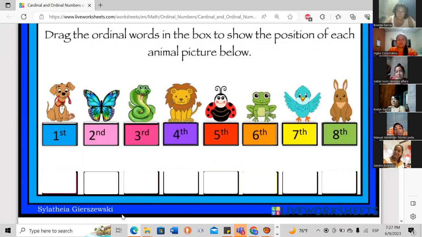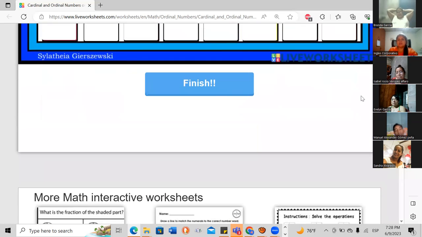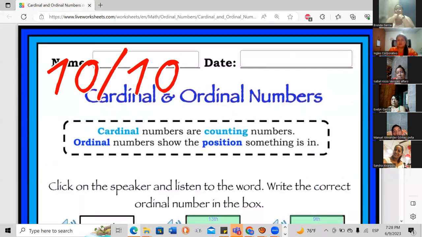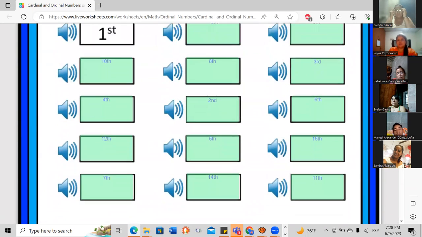Fuera de lo normal, que digamos que los números cardinales son 1, 2, 3, 4, 5, 6. Sabemos que después del 3 en adelante son similares, pero no son iguales, ¿ok? 4, normal, 4. Si es ordinal, fourth. ¿Ok? 5, cardinal. Ordinal, fifth. Six. Sixth. Okay. Let me see. Finish. Okay. Very good. We have 10 from 10. We have all of them correct.